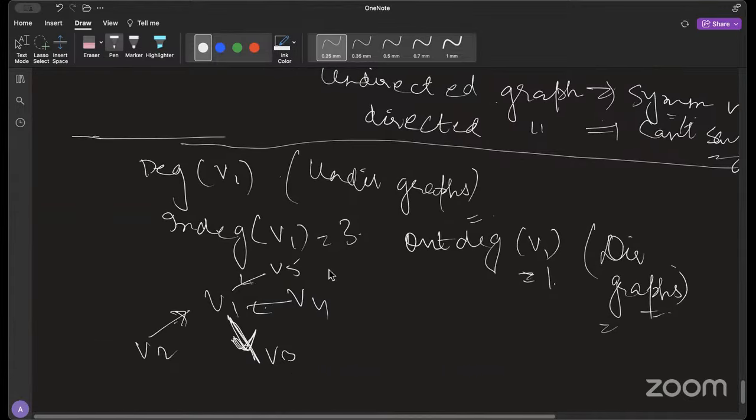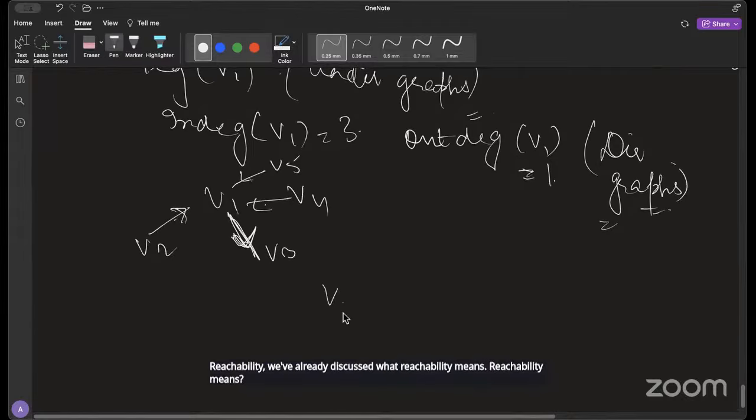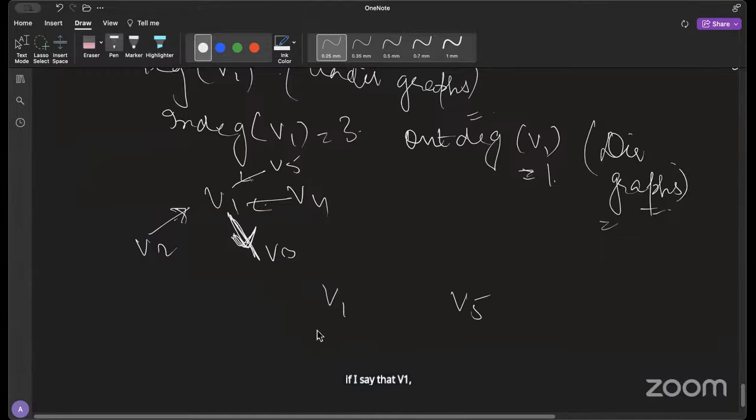And reachability, we've already discussed what reachability means. Reachability means if I say that V5 is reachable from V1, that means there's a path from V1 to V5. Or you can reach from V1 to V5.